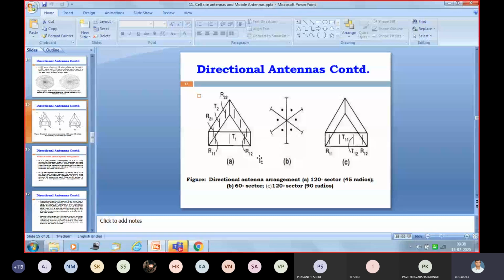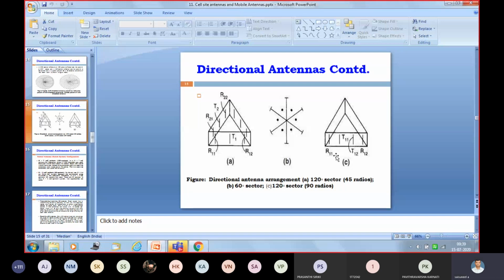Just compare figure A and figure C. In figure A we are using only one transmitting antenna and 2 receiving antennas. But in figure C, we increase the number of transmitting antennas by 2, and the receiving antennas remain the same. This is about the directional antenna system, which transmits in a direction. In any omnidirectional or directional antenna system, we use 2 receiving antennas: 2 in omnidirectional, and 2 for a particular direction in the directional system.